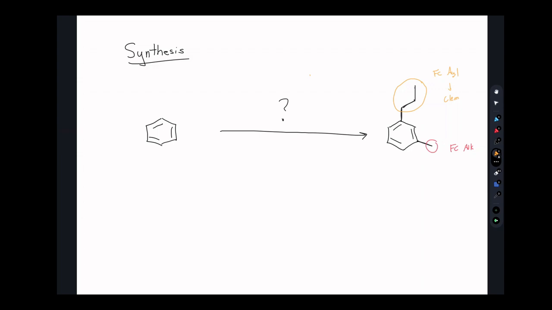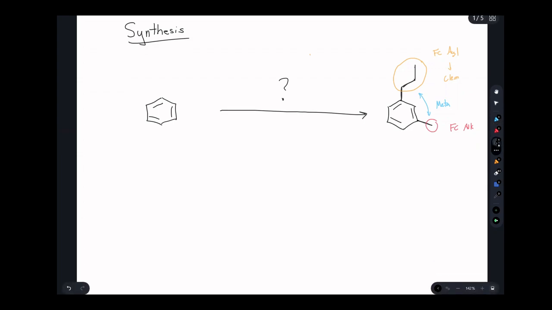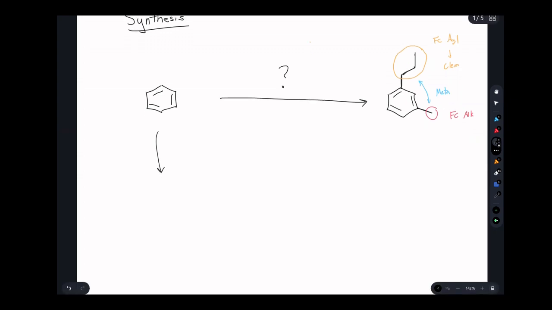Now, the one other and much more important thing to notice is that these groups have a meta relationship to each other, right? They are both meta to each other. The issue is that as they are in the final product, these groups are both activating groups. They're weakly activating, which means they would not want to be meta. They would be ortho-para-directing.